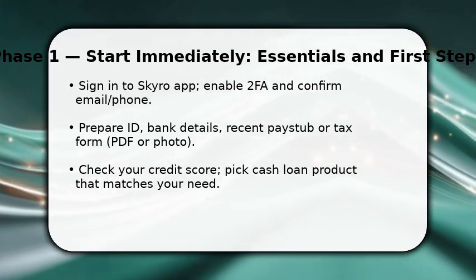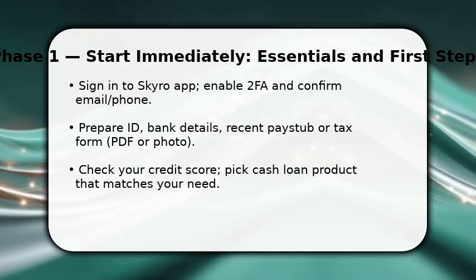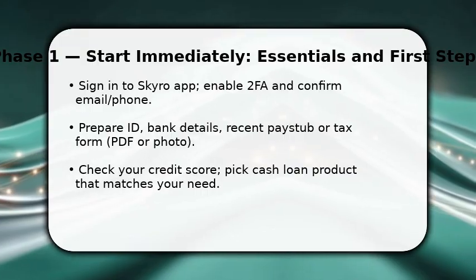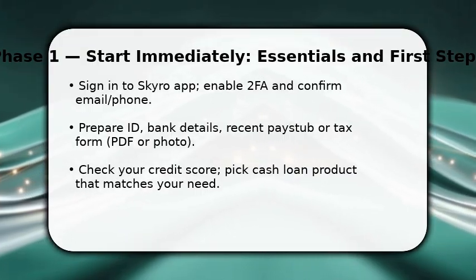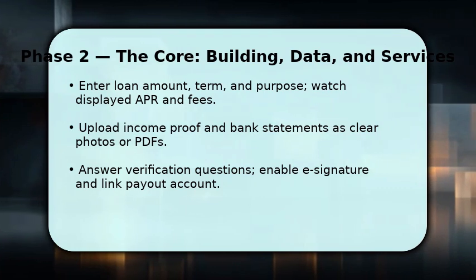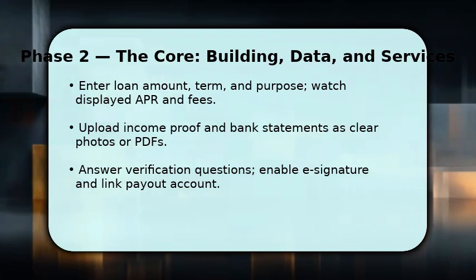These speed verification. Start the application now and enter basic personal info. Doing this early prevents delays later. You now input the loan amount, choose a term, and note the APR Skyro shows. This explains monthly payments. Then upload income proof and bank statements.